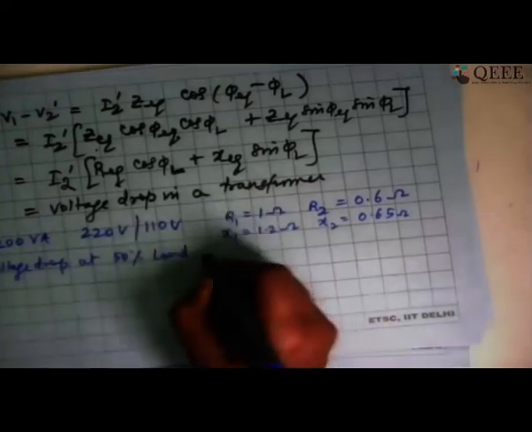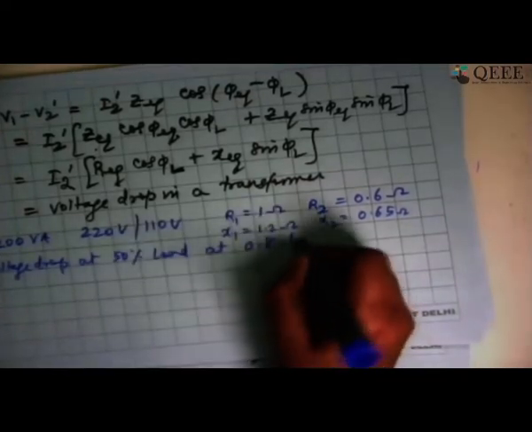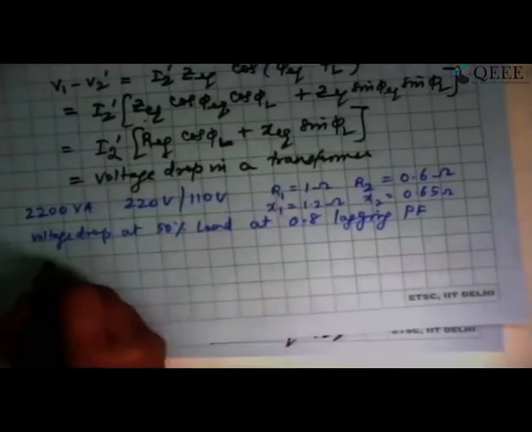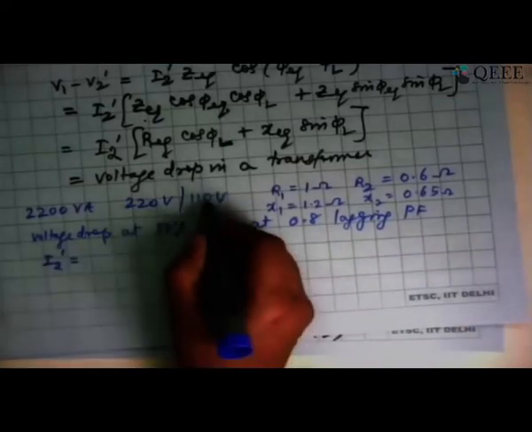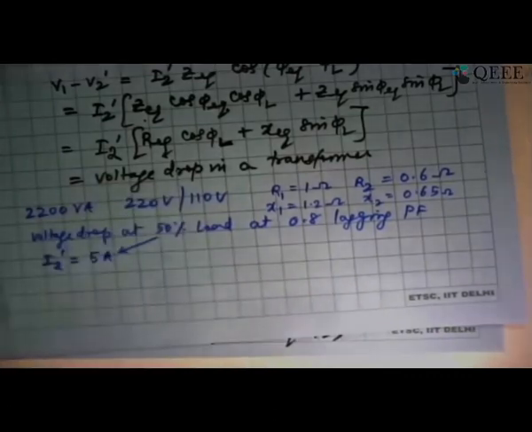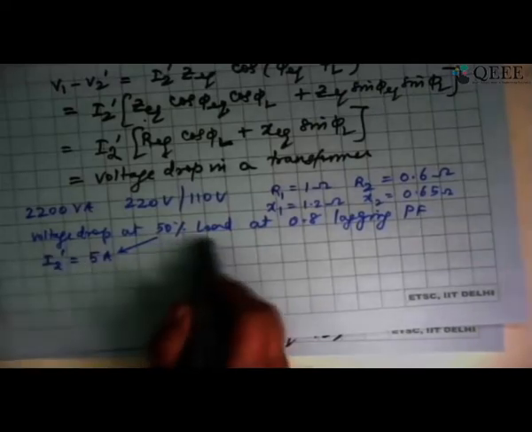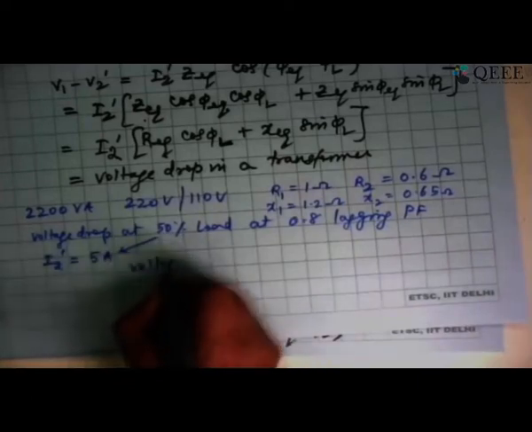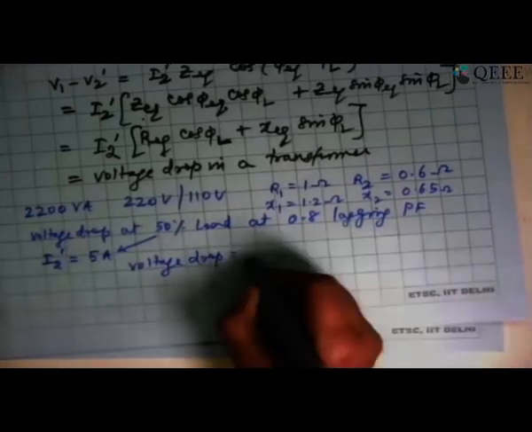Let me calculate the voltage drop at 50% load at 0.8 lagging power factor. Now at 50% load, the current I2 dash will be, instead of 10 ampere, 5 ampere, because it is 50% load. If it is full load, it would have been 10 ampere. So I can say that the voltage drop will be equal to 5 ampere multiplied by R equivalent.